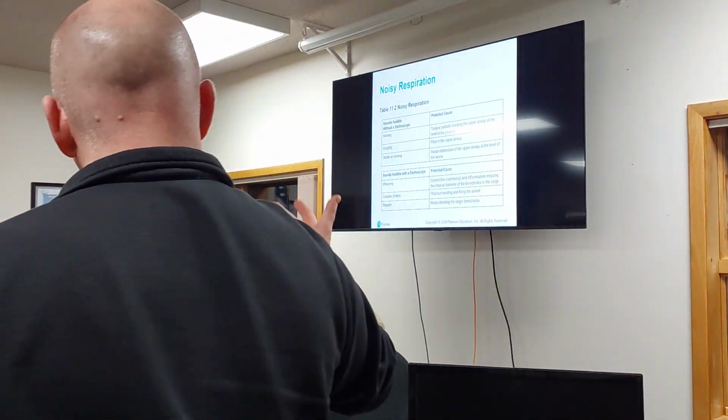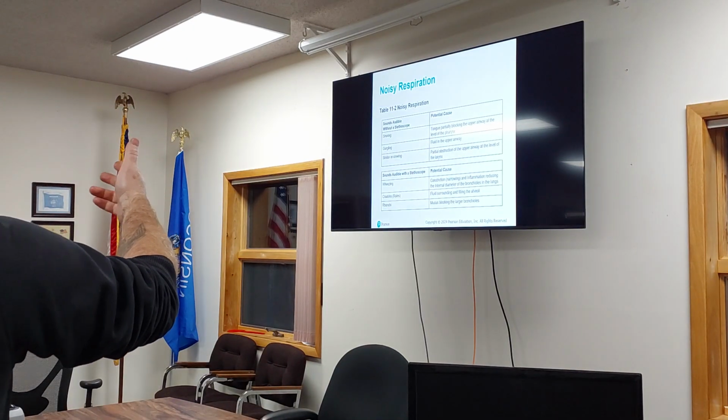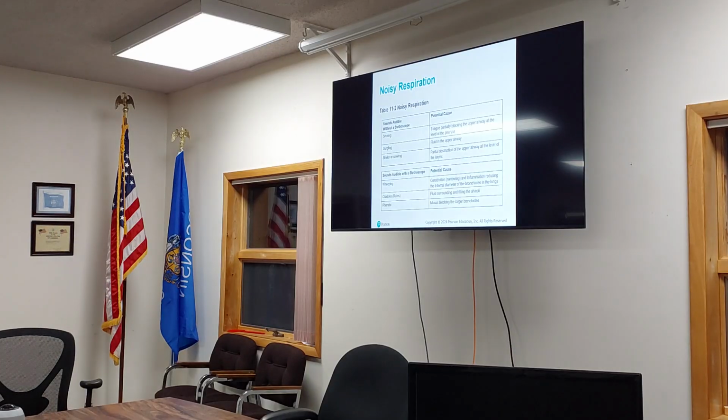Respiration should be quiet. We touched on this stuff too. So remember snoring, gurgling, stridor, that's all that upper airway stuff, right? And then your wheezing, rales, rhonchi, that indicates more lower lung that we identified.